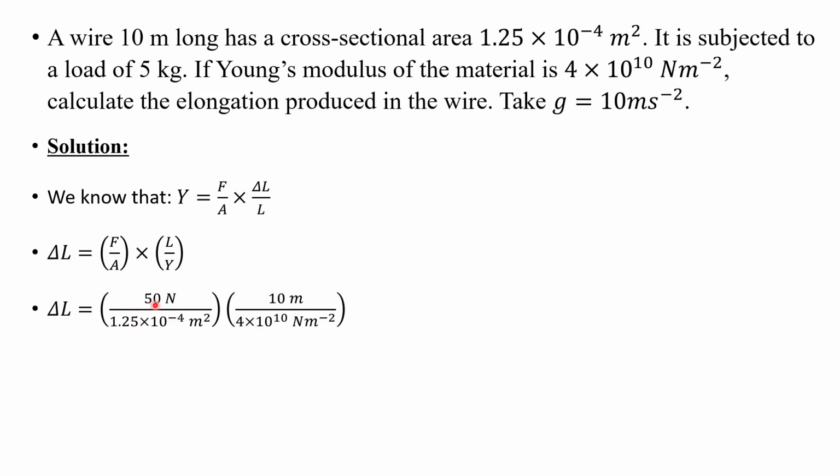Force, we know that it is 50 Newton. Why? Because we have multiplied 5 with 10 meter per second square. And area is given in the question, and original length of the wire is given, and Young modulus is given. And when we calculate the value, the final answer will be 10 raised to the power minus 4 meter. So this is the change in length of the wire. This is almost equal to 0.1 millimeter.